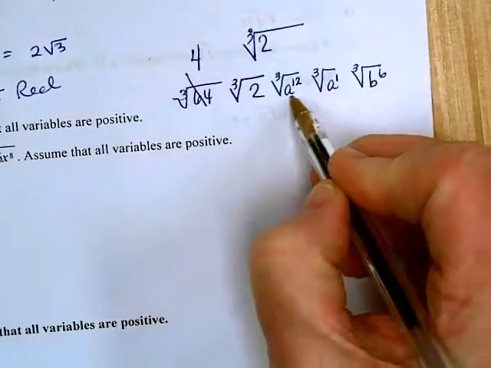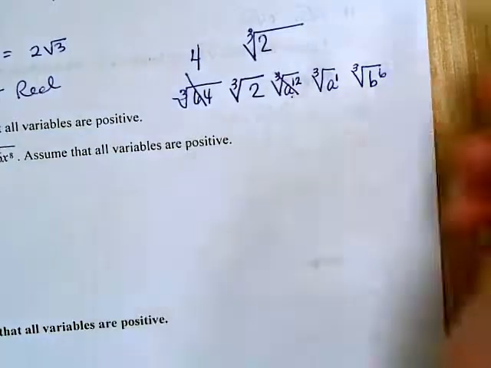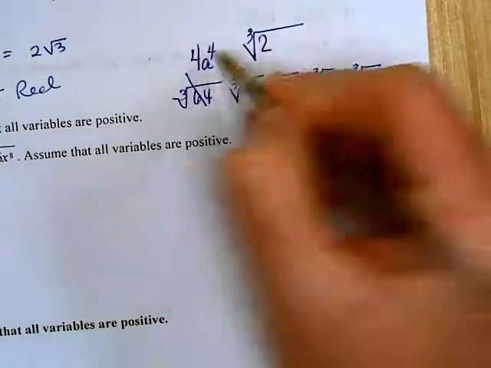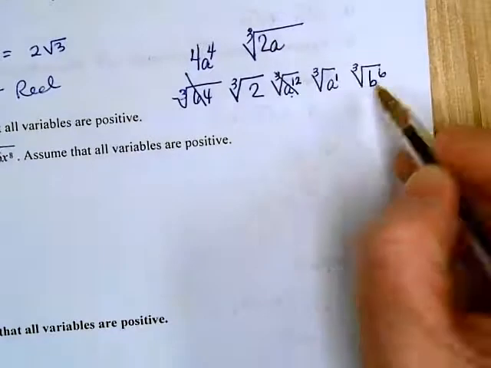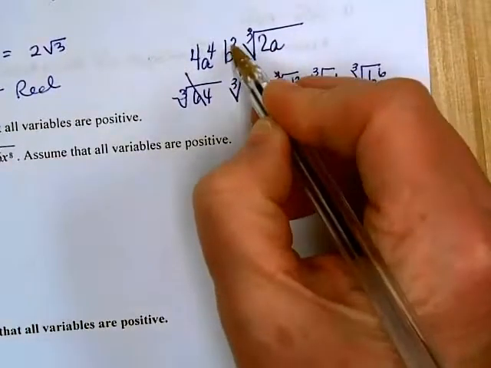What about a to the 12th? What's the cube root of a to the 12th? A to the 4th. A to the 1st has to stay under here. What's the cube root of b to the 6th? B squared.